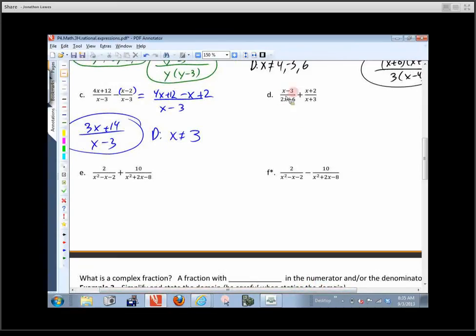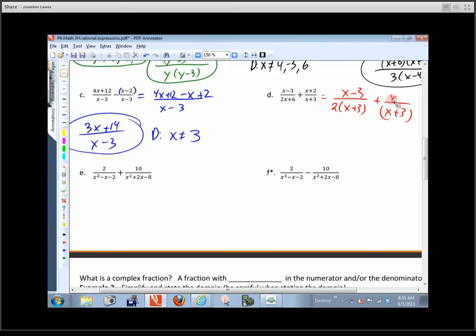So I've got x minus 3 over 2x plus 6 plus x plus 2 over x plus 3. Clearly not the same denominators. So I need to get the same denominators, and I'm going to make them the same denominators by making them have the same factors, which means I've got to factor them first. So if I take out a 2, this is an x plus 3. That's an x minus 3. X plus 3 can't be factored, so it's all by itself. And then I've got x plus 2. Okay? Everything's factored there.